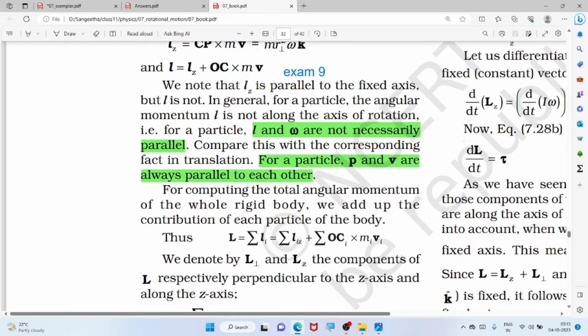See here, angular momentum and angular velocity need not necessarily be parallel. But for translation, p and v are always parallel. This is for the translational motion, and this is for the rotational motion. For rotation they need not be parallel, but for translational motion they are parallel.